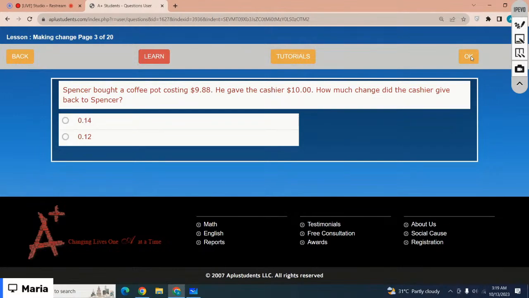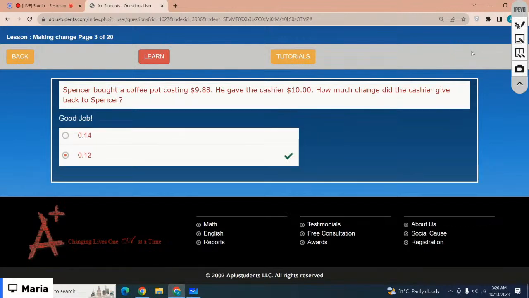Spencer bought a coffee pot costing 9.88. He gave the cashier $10. How much change did the cashier give back to Spencer? Which is the correct option? You have to subtract 9.88 out of 10. So, which is the correct option? Very good. That would be 0.12 is the correct option.